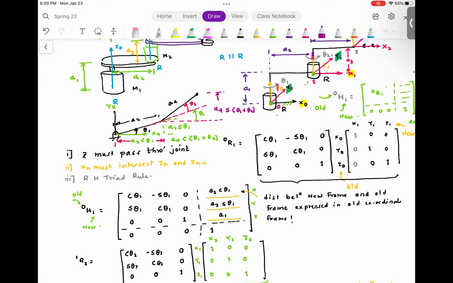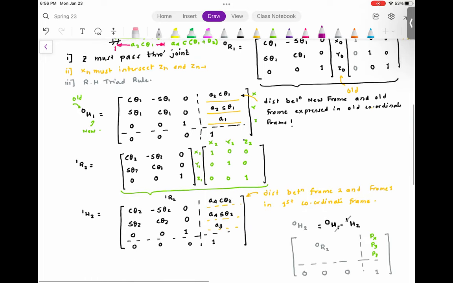Why is it cosine theta 1? Because this relationship has to be valid for all the values of theta. It means even if theta 1 is 0, this should be valid. Even if theta 1 is 45, this should be valid. And once we are done with this, this is the homogeneous transformation that captures the entire kinematics. This is the rotational kinematics, and this is the translational kinematics. Rotation, translation between the zeroth frame and the first frame. Everyone understood this?